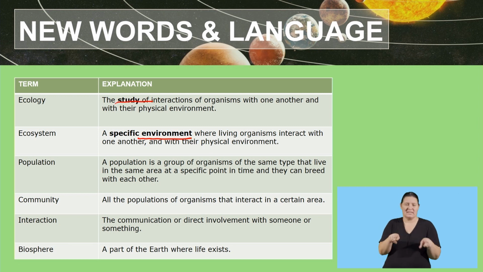Then we are going to look at community. A community refers to all populations of organisms that interact in a certain area. So now a community speaks to different populations, so different species that come together and coexist in the same area. Now that is referred to as a community.